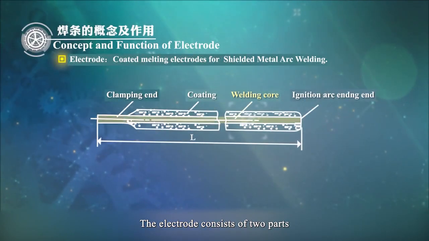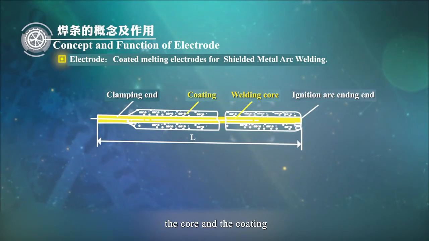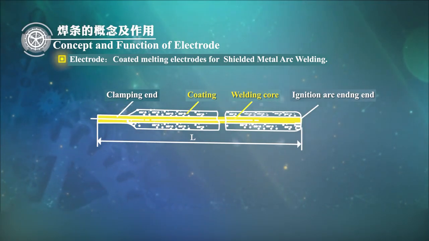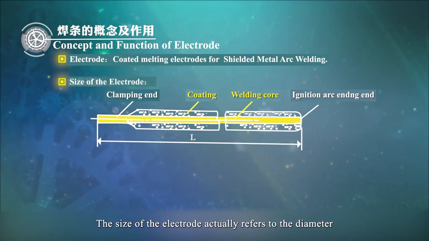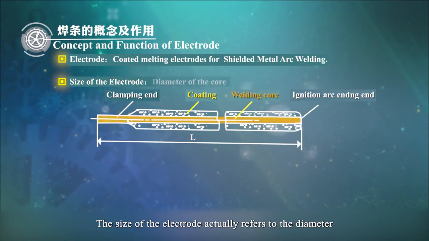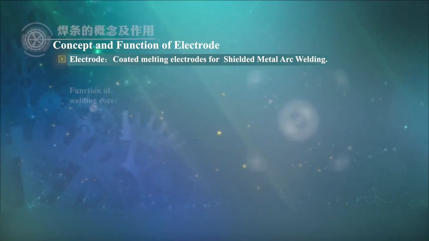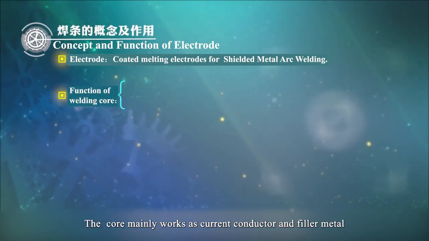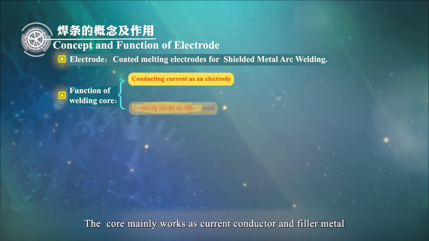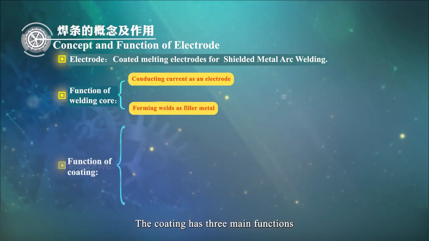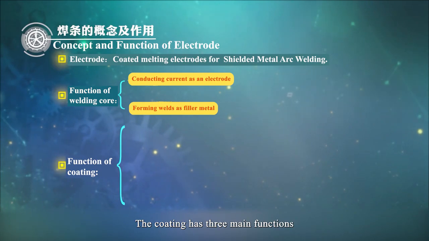The electrode consists of two parts, the core and the coating. The size of the electrode actually refers to the diameter of the core. The core mainly works as current conductor and filler metal. The coating has three main functions.